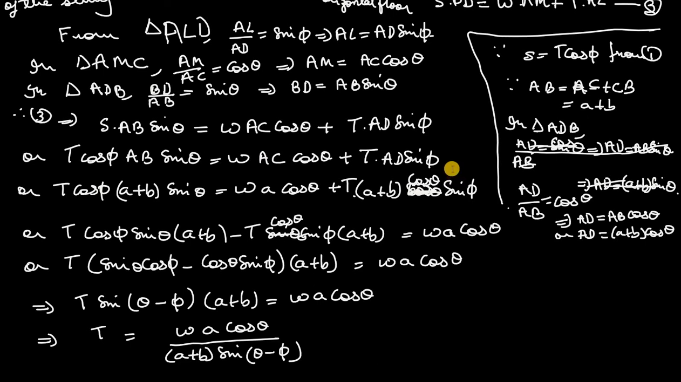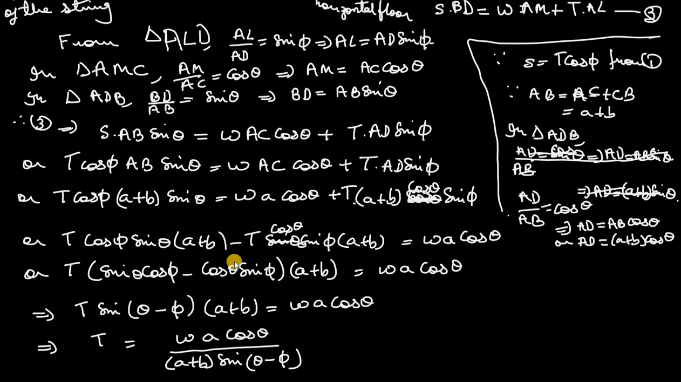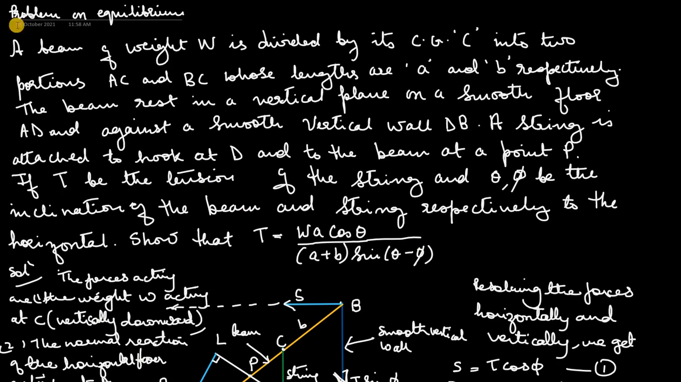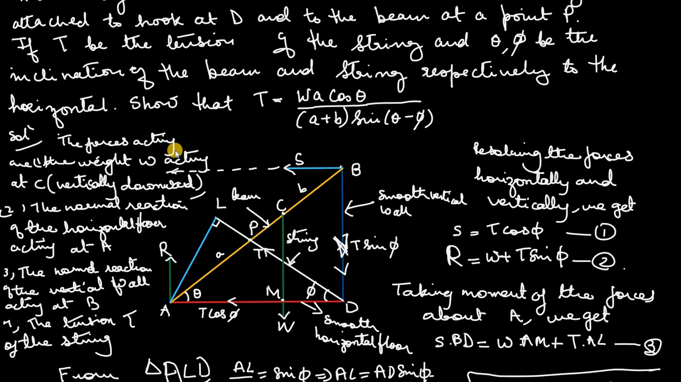We have got the tension T of the string equal to WA cos theta by A plus B into sine theta minus phi. Let me go back and summarize this. The question is that a beam AB has one end resting against a smooth vertical wall BD and the other end resting against a smooth horizontal floor.